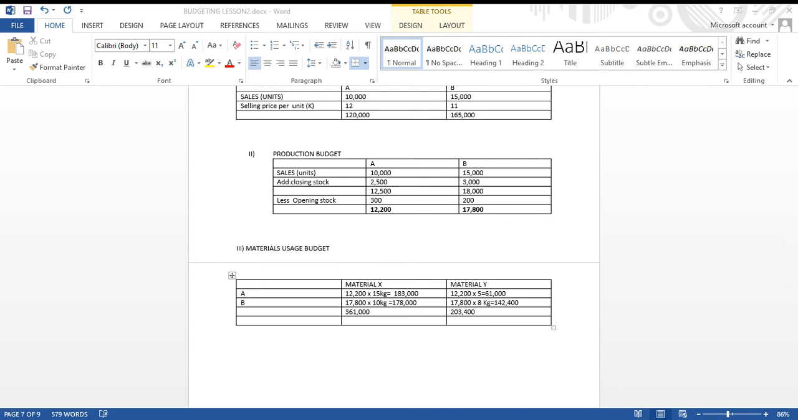So we are now done with our materials usage budget. Next, we have to find our materials purchase budget. How much are we going to spend for these materials that we need? This information from the materials usage budget is also going to be used in our materials purchase budget.